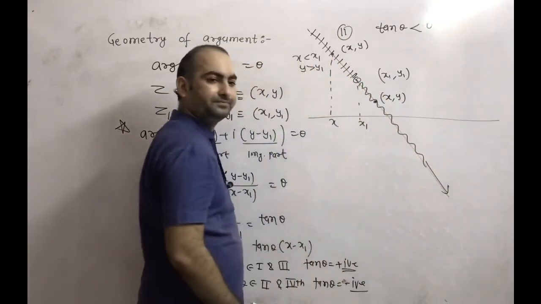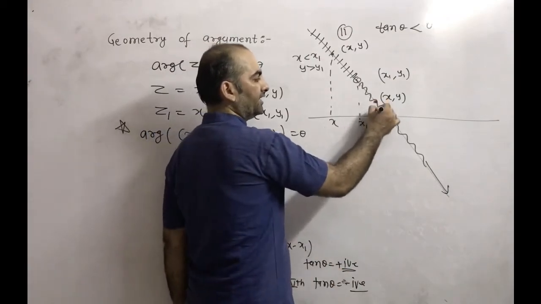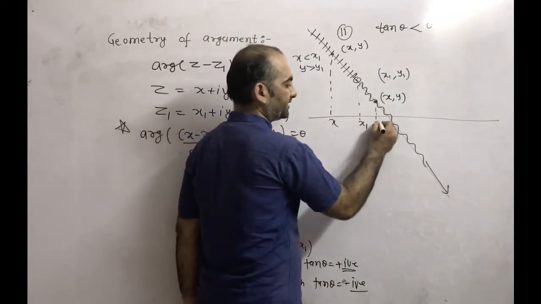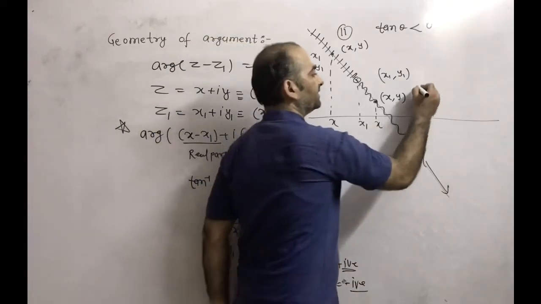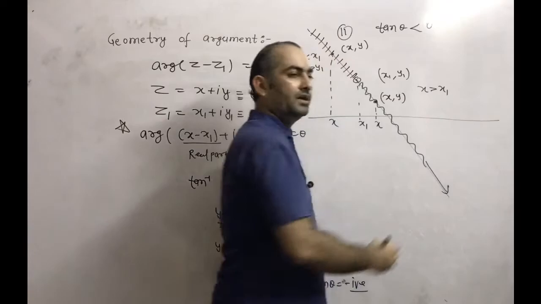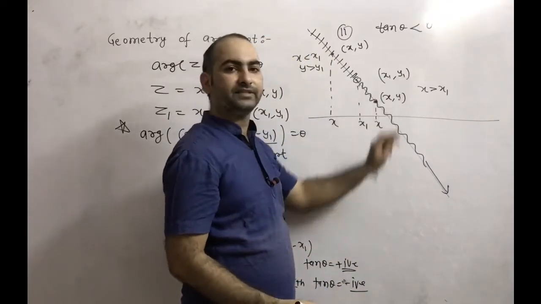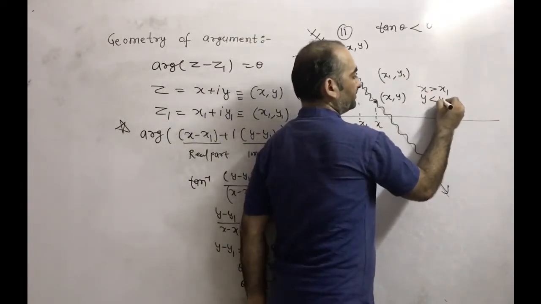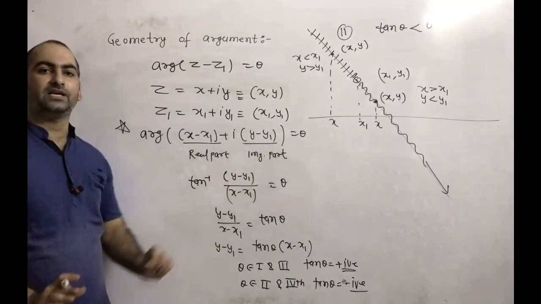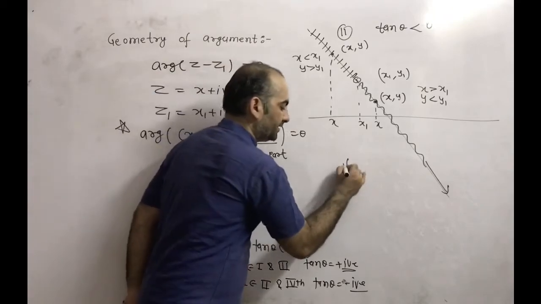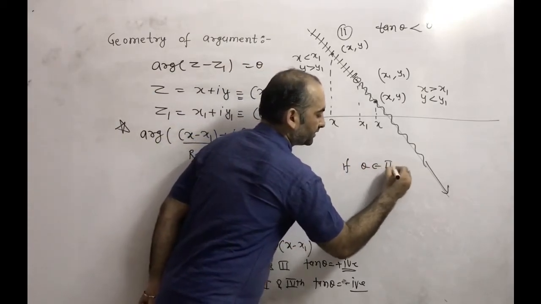But if x comma y lies in this portion, then what is the relation? Okay, so for that we are drawing a line parallel to y-axis. So this is x. Now here we can say that x is greater than x1. If you compare y and y1, then we can say that y is less than y1. This will come.